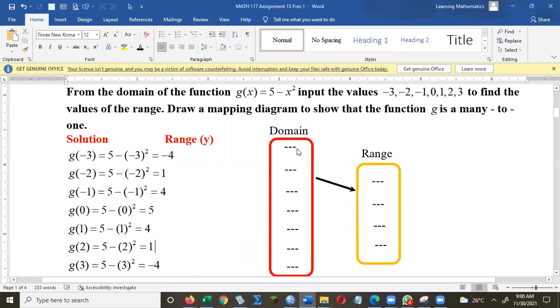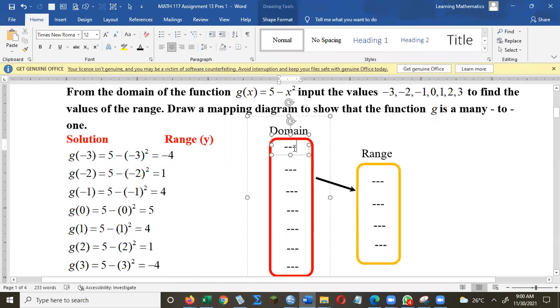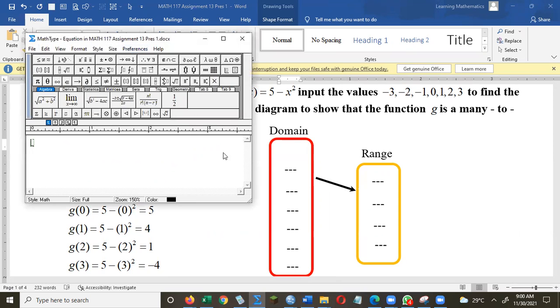Right, so we're going to put the domain. In this little rectangle there, I'm going to deal with those three little dotted lines. Can anybody tell me what number I should put there? These are the domain. What is the first number I should put there? Anybody? Can anybody tell me what is the first number I should put there?